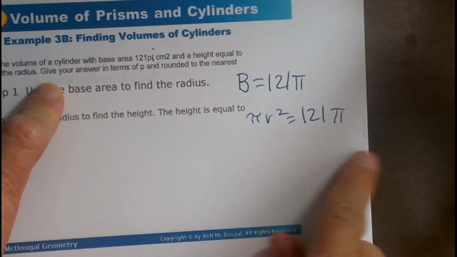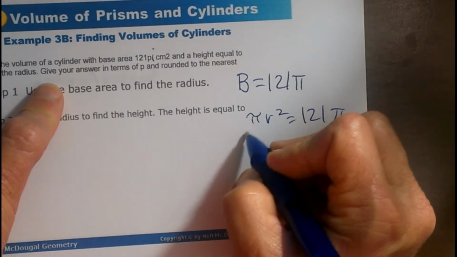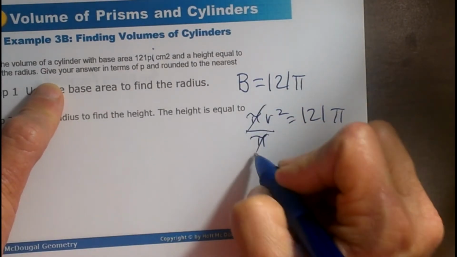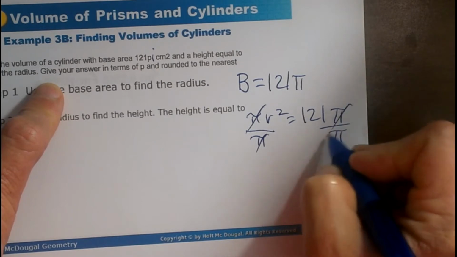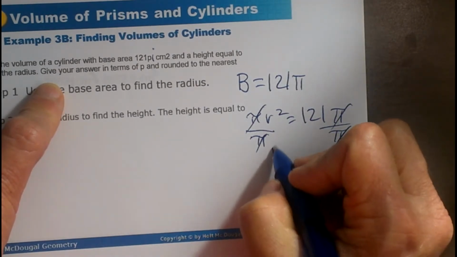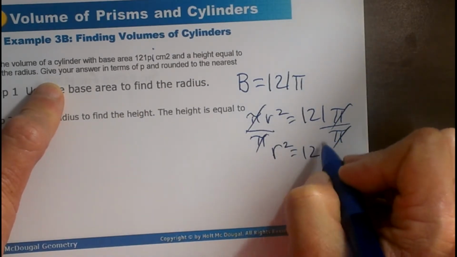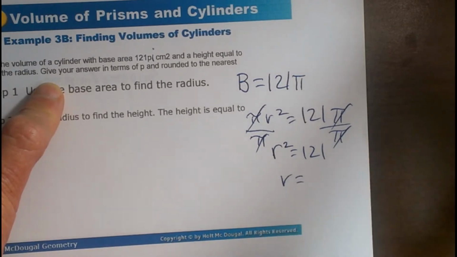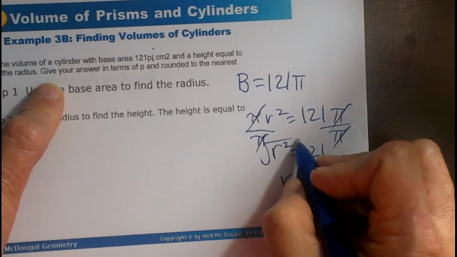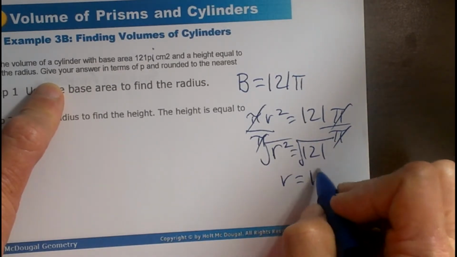So let's solve for r. Well, let's divide both sides by pi, right? They'll just cancel pi off of each side since they have the same thing. So r squared is 121. So what's our radius? Our radius is the square root of 121, or 11.